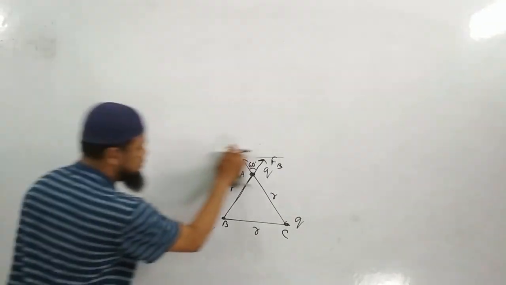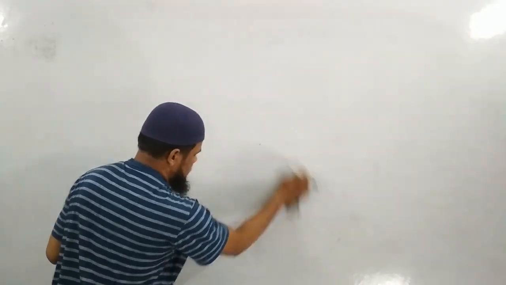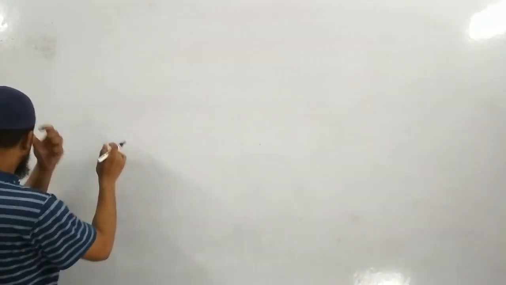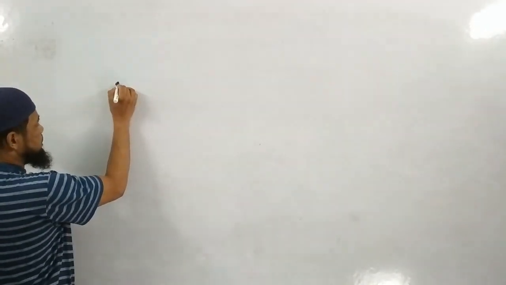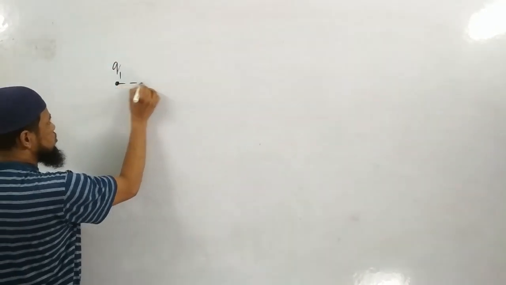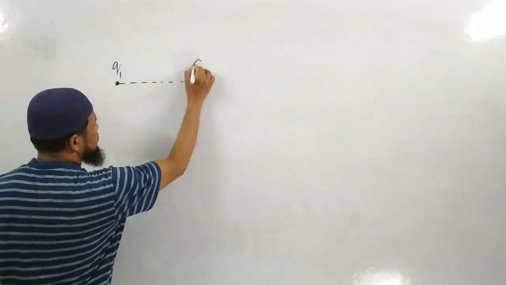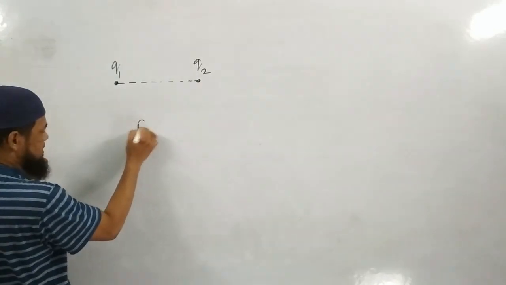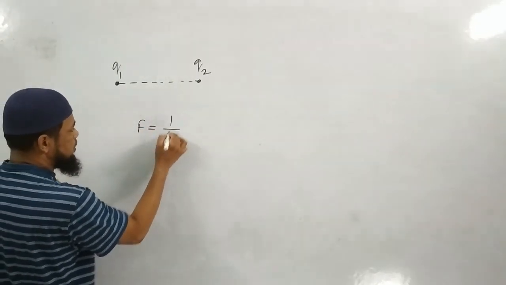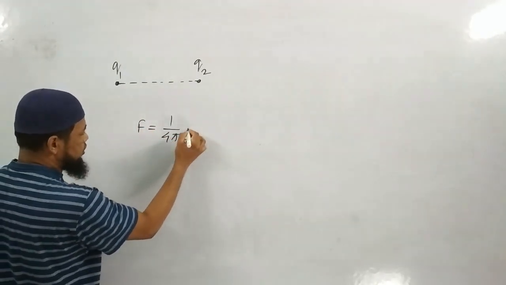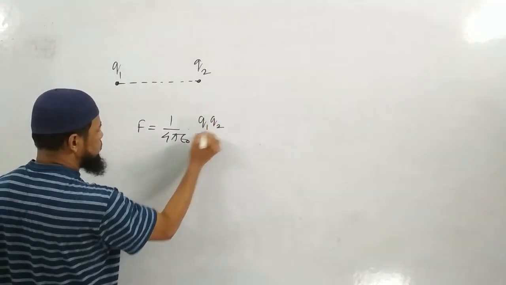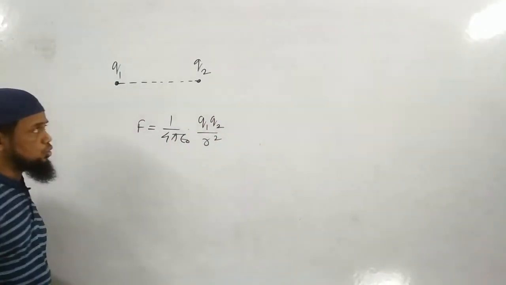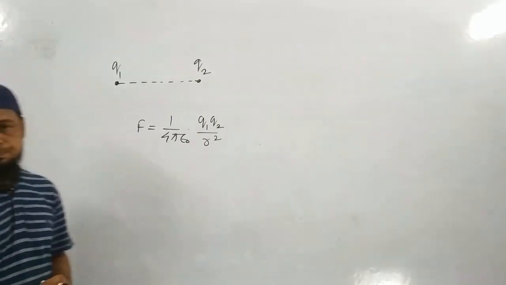Coulomb's force in vector form. First of all, if this is Q1, this is Q2, I have directly said the force between them will become 1 by 4 pi epsilon naught Q1 Q2 by R square. I have not talked about the direction so far.